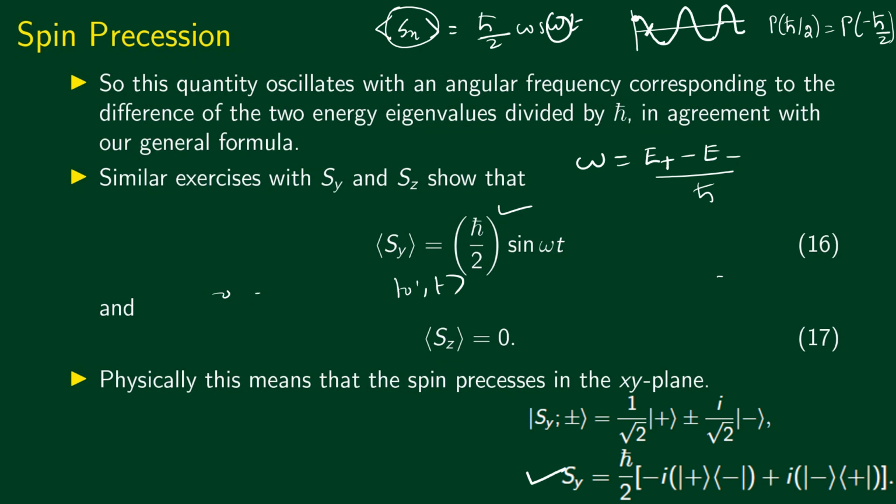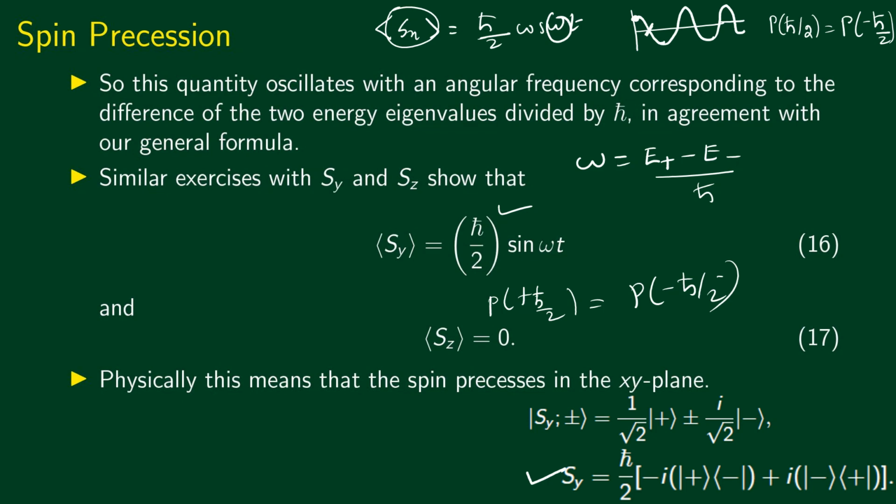This means that at all times, the probability for plus h bar by 2 along the z direction is equal to the probability for minus h bar by 2. Again, this is left as an exercise. Please calculate this. If you have any problem with the calculation, let me know.